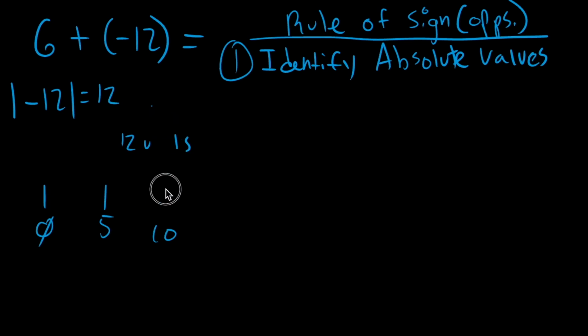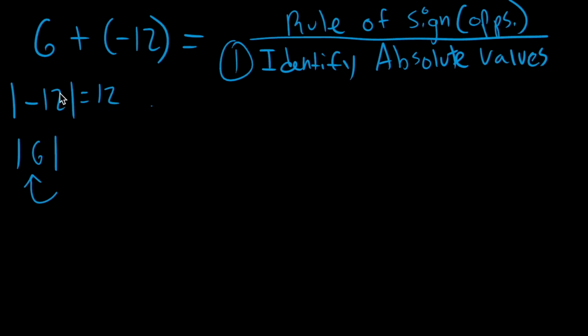Now let's look for the absolute value of -6. Mentally, we know it's 6 units away from 0. So let's just write it down. The absolute value of this number, -6, is 6.